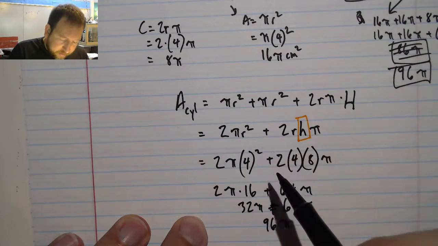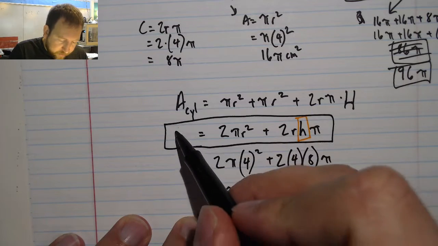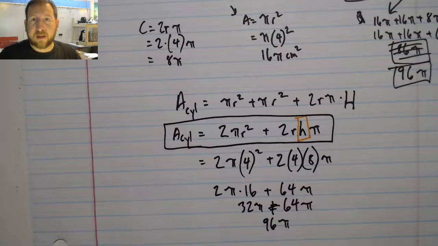But the big key here that we're going to be using is this formula. This is going to be the area of a cylinder. And I hope that you do not make as many mistakes as I did. Good luck.